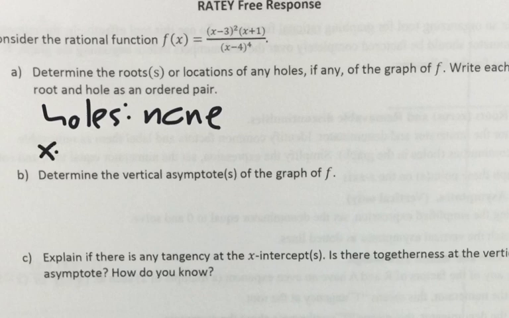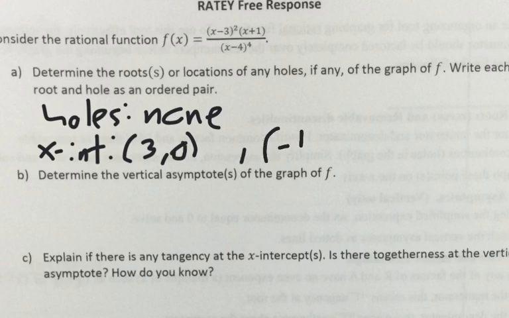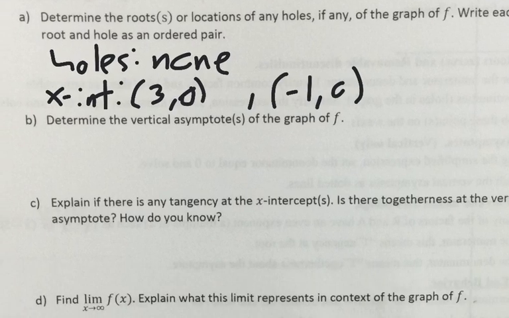So the roots are the x-intercepts. So where are my x-intercepts at? At 3 and at negative 1. What do I know about each of these x-intercepts? I guess they're going to make me do it at tangency. So let me just do them in their order. Okay? So that's the R, roots and removable discontinuities.